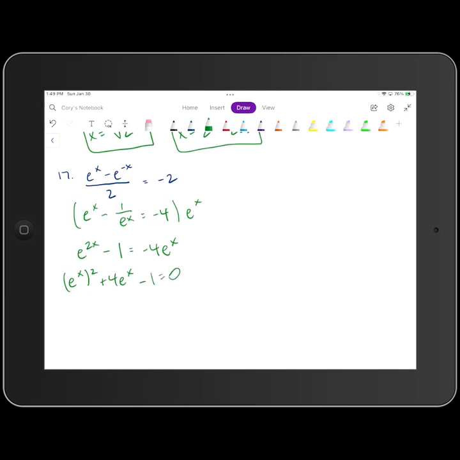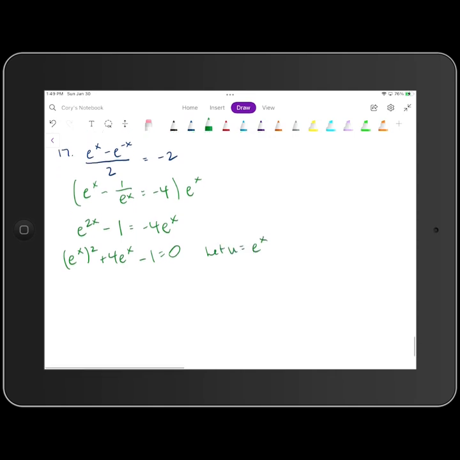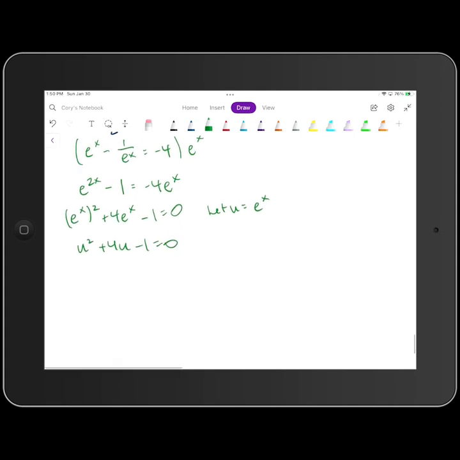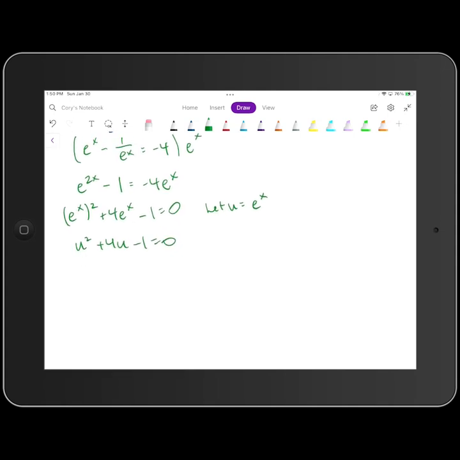And this should look super familiar to you. Again, we have an exponential equation here, but it's written in a quadratic form. So here we can let u equal e raised to the x power. Okay, so when I do that, we get u squared plus 4u minus 1 is equal to 0. So that is a quadratic equation. However, this quadratic equation here is not factorable. Okay, so we're going to have to use the quadratic formula for this.